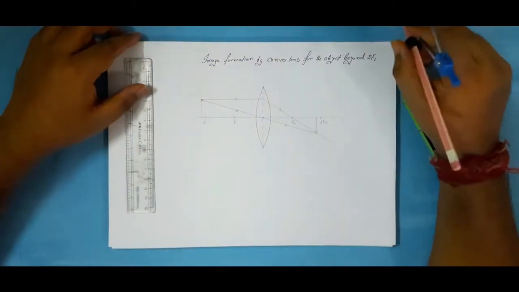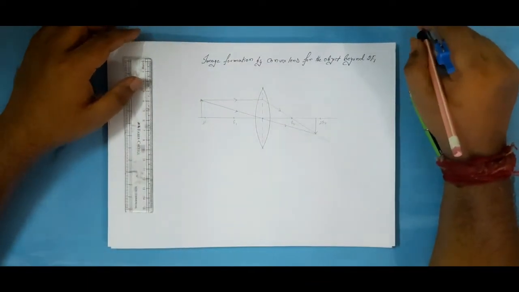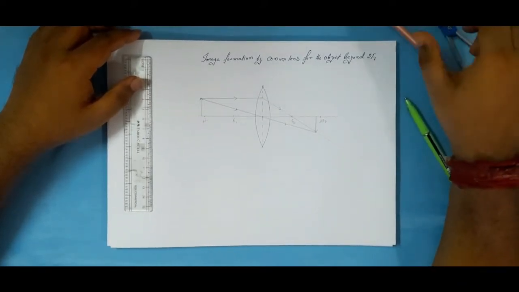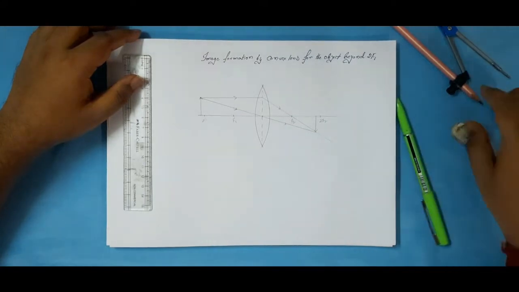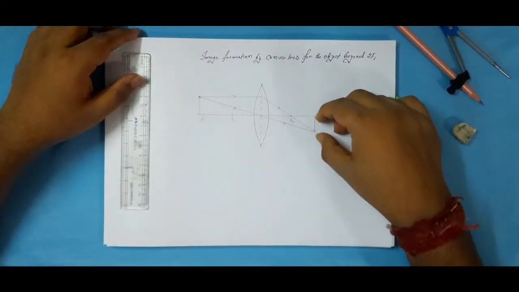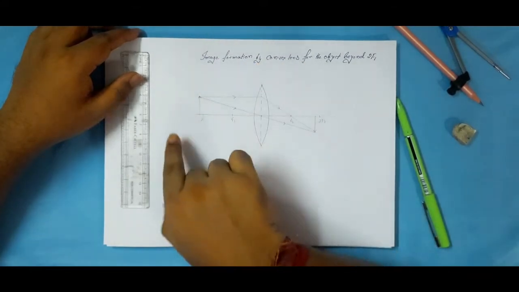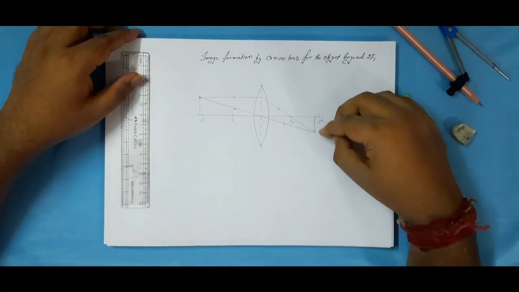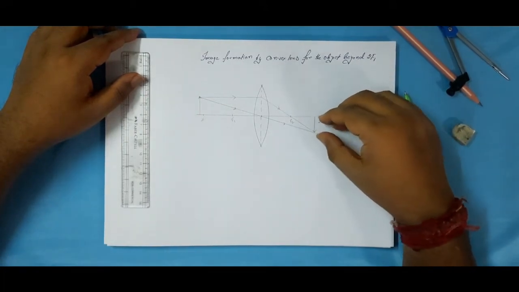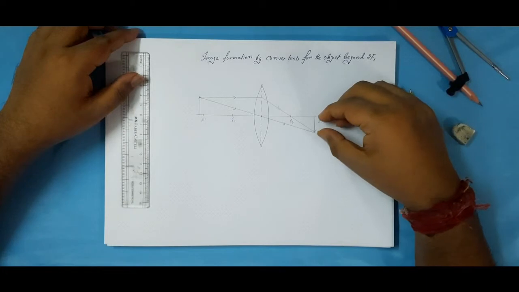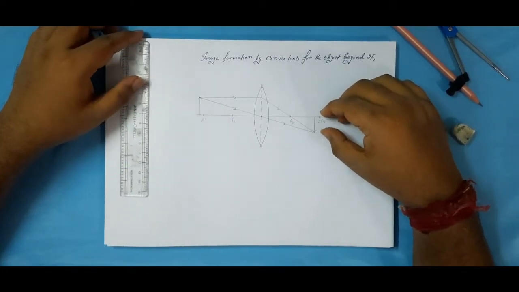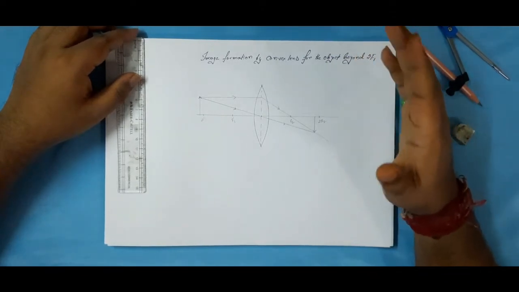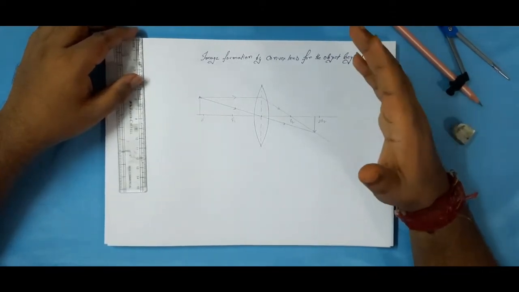Now, the characteristics of image formed by the convex lens when the object is placed beyond 2f1. It is an inverted image. See the arrowhead. The arrowhead of the object is upright, whereas the arrowhead of the image is formed inverted. That is, the image is inverted. It is a real image. Why real image? If the object and image are on the opposite side of the lens, it is considered to be a real image, and it is diminished.